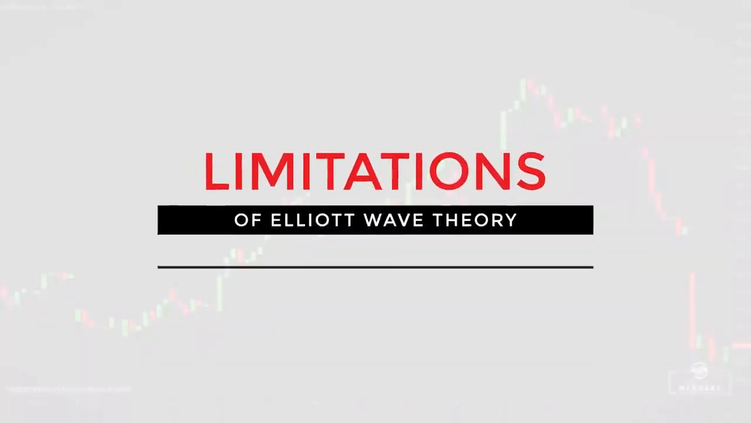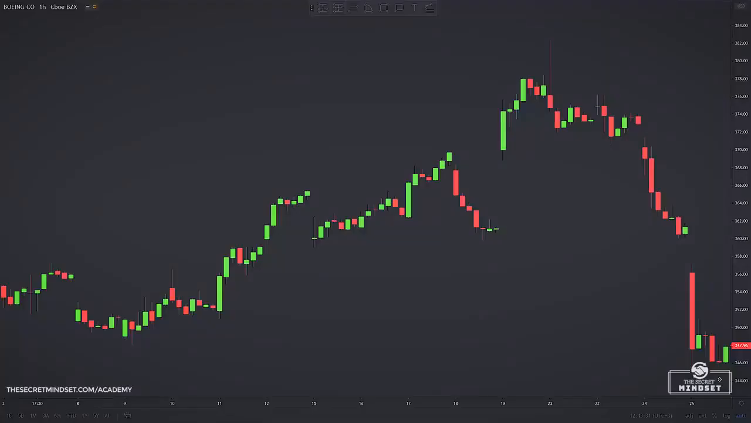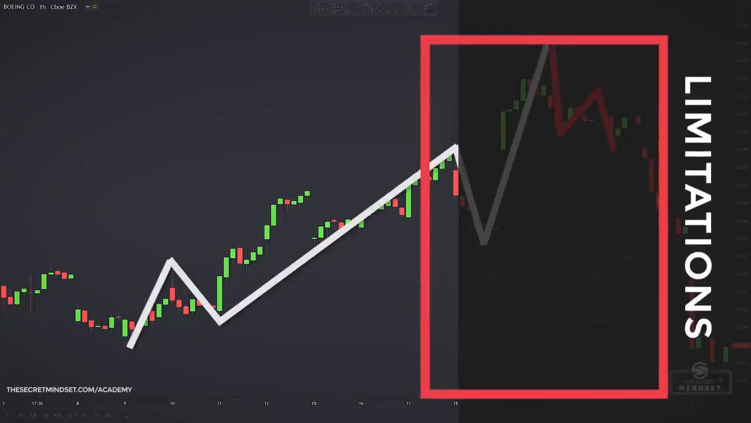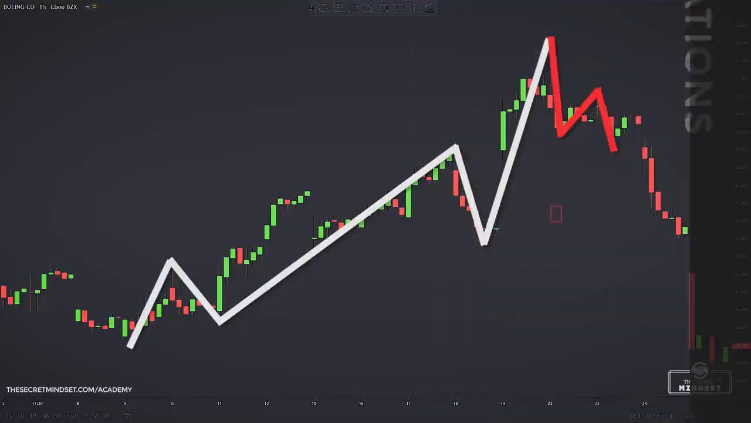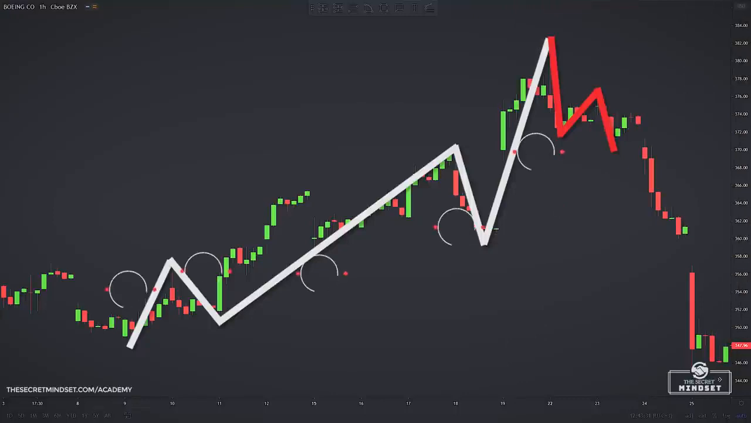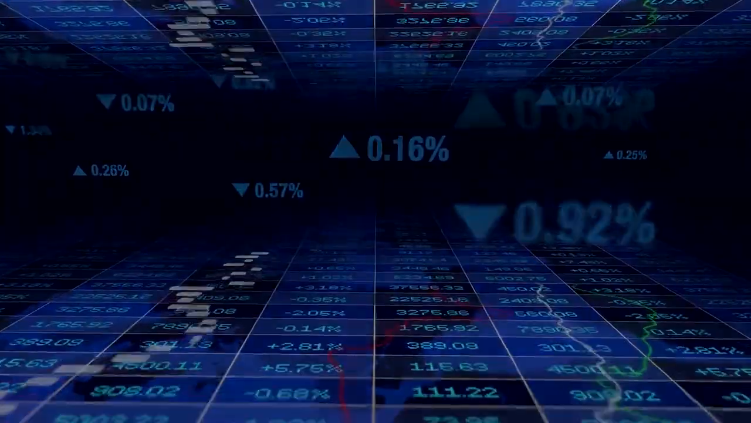These Elliott wave concepts will improve your analysis skills and your trade timing, but it's not without its own problems. As I said before, the theory can be complex to apply, as it isn't always easy isolating the 5-wave and the 3-wave patterns. Elliott wave is not a trading technique. There are no specific rules of entry or exit, nor is there one right way to use it in trading. As a result, the use of Elliott wave has been avoided by many traders, not due to a lack of understanding, but because of the apparently subjective nature of how it may be applied. Nonetheless, there are many traders who have successfully traded with Elliott wave patterns.